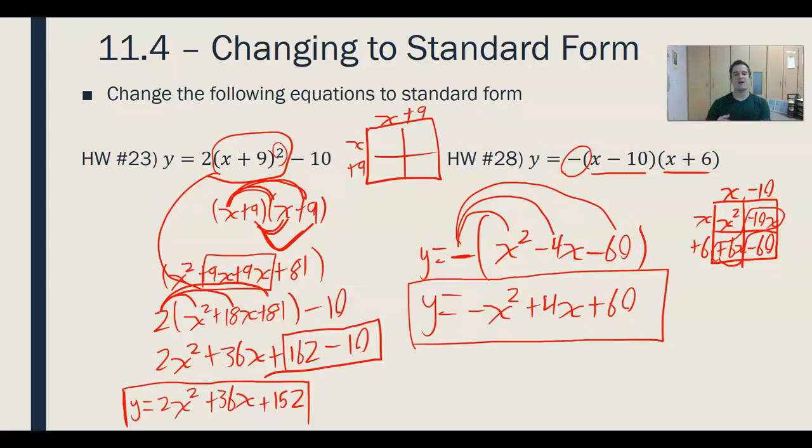And again, from there, I could potentially convert it into vertex form. I could convert it back into factored form, etc. And that's everything. That's Unit 11. That's everything we've talked about in relation to graphing quadratic functions.